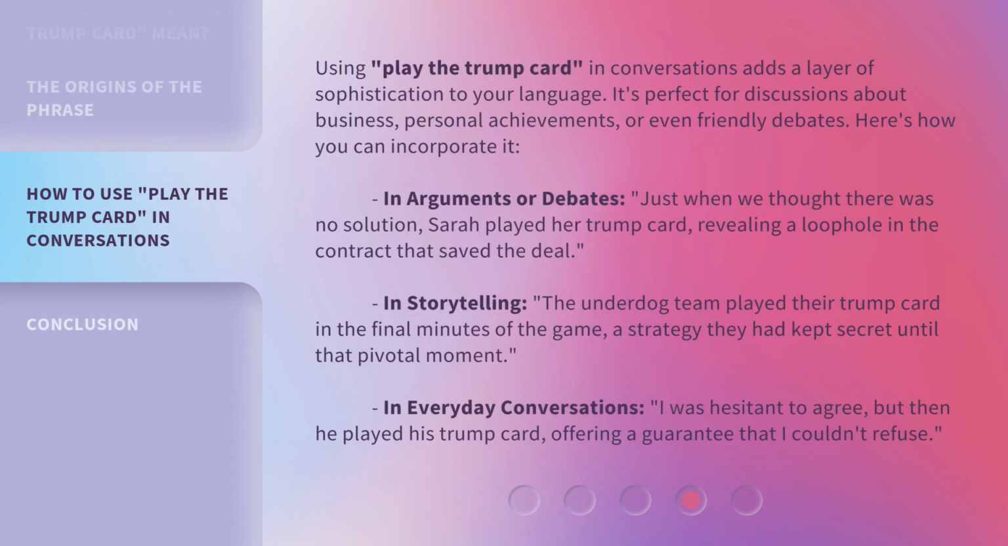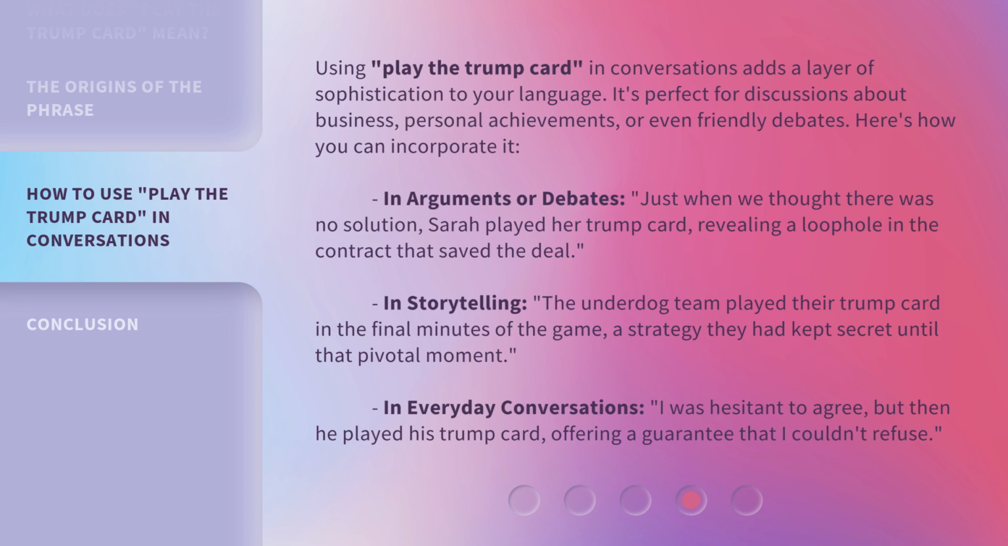Using "play the trump card" in conversations adds a layer of sophistication to your language. It's perfect for discussions about business, personal achievements, or even friendly debates. Here's how you can incorporate it. In arguments or debates: Just when we thought there was no solution, Sarah played her trump card, revealing a loophole in the contract that saved the deal.